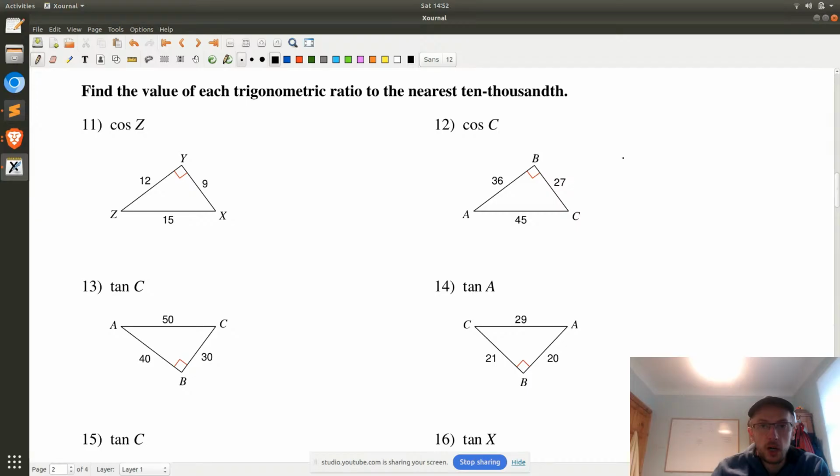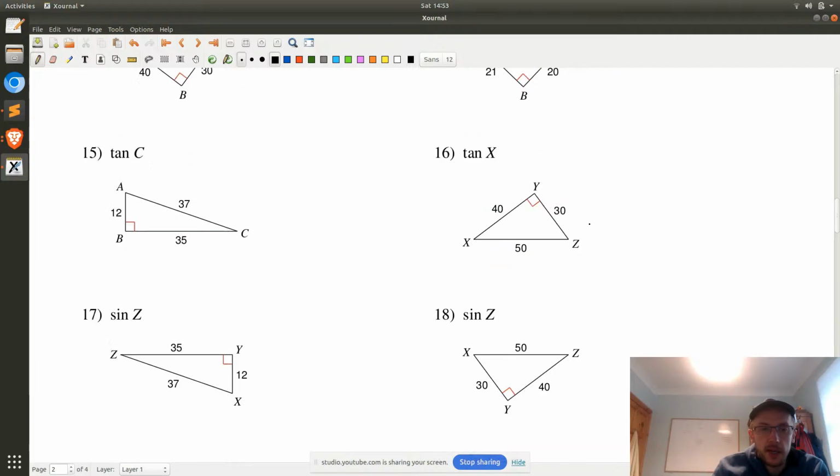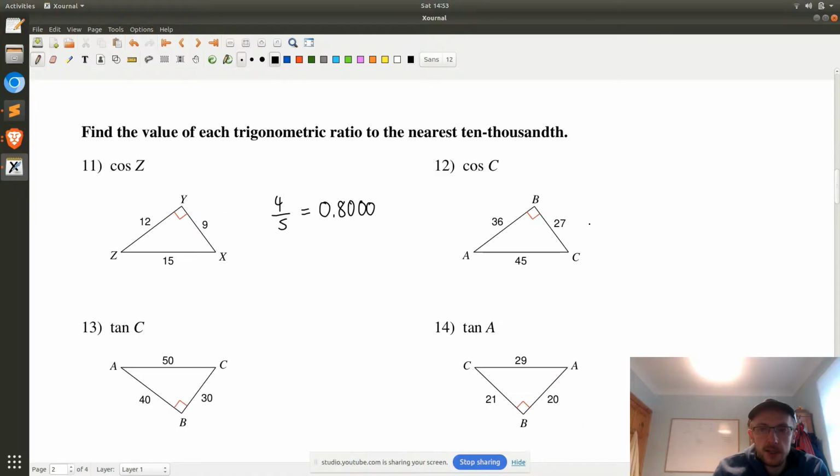Now find the value of each trigonometric ratio to the nearest 10,000th. So in other words, I guess so. So I would typically say here, cosine of Z is 12 over 15, which reduces to 4 over 5. And what am I supposed to turn that into? 0.8000 like that? We'll see. Just glancing here, apparently so, to the nearest 10,000th. And that goes on for a few questions, so we better get started.